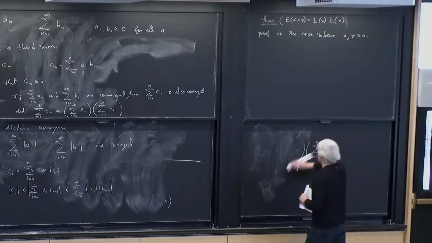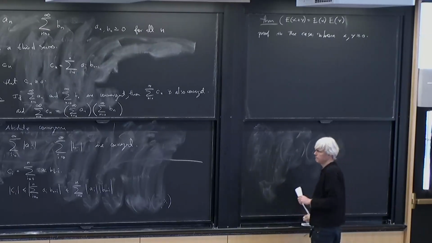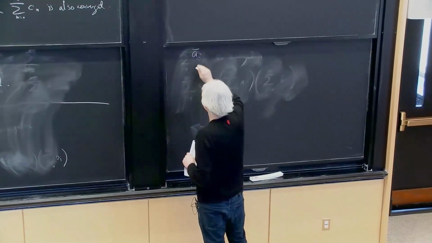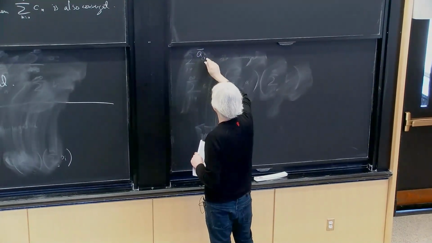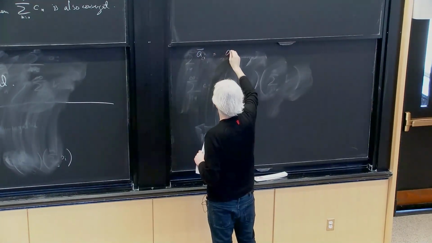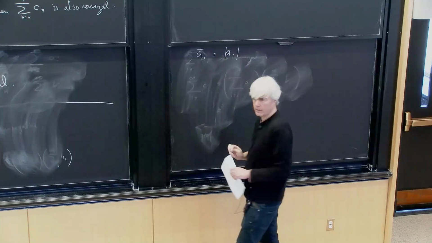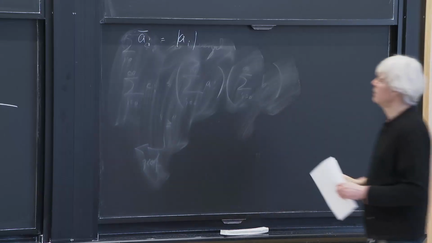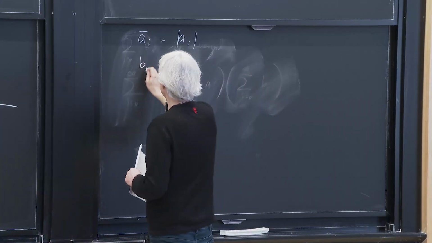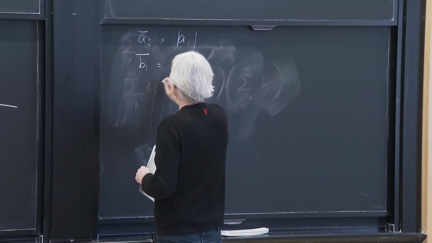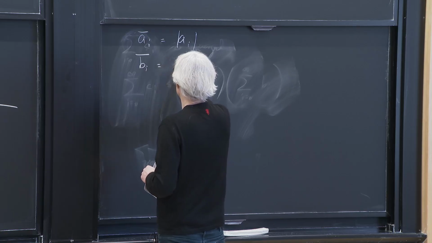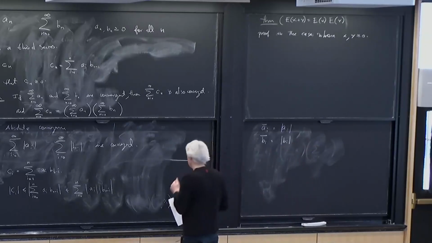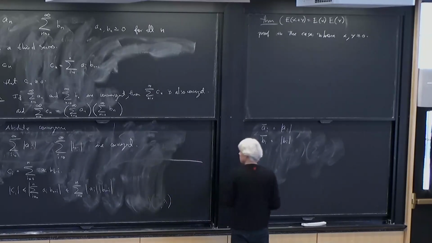So you start with the sequence a_i, and I now define a new sequence, a_i bar, by just taking the absolute value like that. So I know that this new series is convergent. Likewise, I define b_i bar to be the absolute value of b_i. And I know that this is convergent.